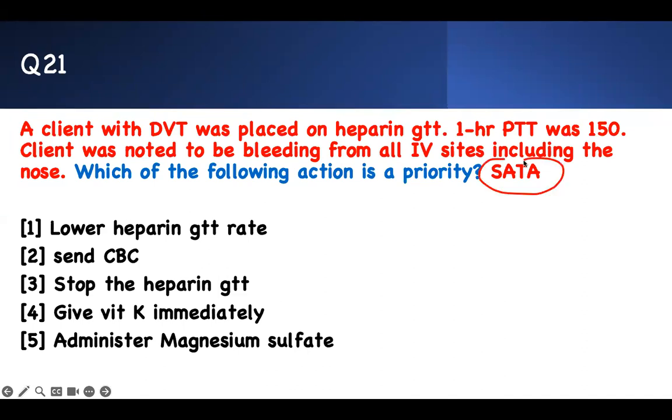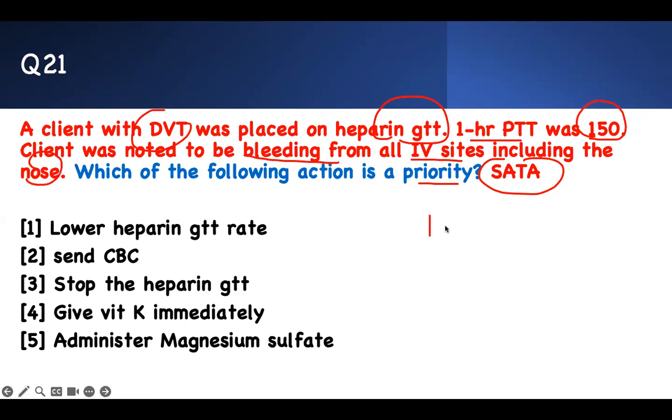Next question. Which of the following actions is a priority? Select or apply. What do you think? The client with DVT was placed on a heparin drip. 1 hour later, PTT was 150. The client was noted to be bleeding from all IV sites, including the nose.